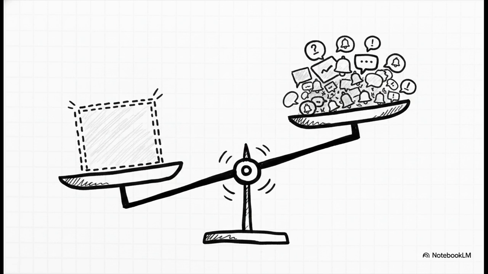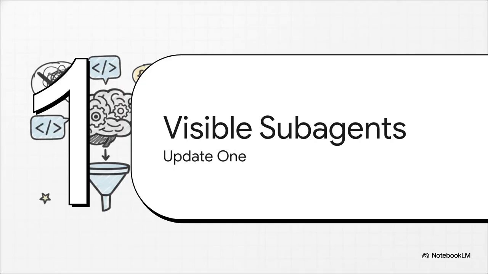Either the subagent activity was completely invisible, meaning you had absolutely no idea what your helpers were actually doing, or you were just getting spammed with a towering pile of background notifications. You needed transparency to trust the tool, obviously, but you also desperately needed peace and quiet to just do your own work. Which leads us to Update 1, Visible Subagents.